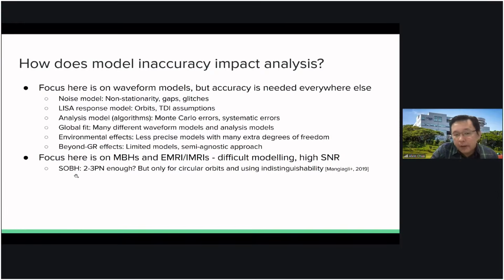However, I'll comment briefly on stellar origin binary black holes. These will be modeled with post-Newtonian templates. One study in 2019 argued that 2 or 3 PN should be enough to infer the parameters of SOBHs without bias. However, this study was only done for circular orbits and using the very crude indistinguishability criterion. So maybe it would be good to update it with eccentricity as well as more robust bias studies.